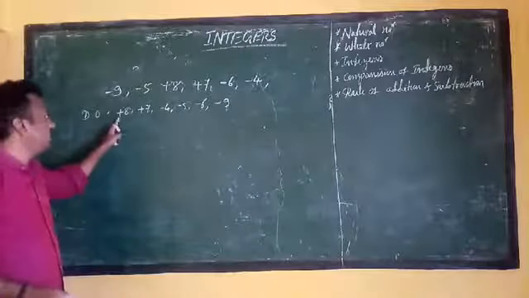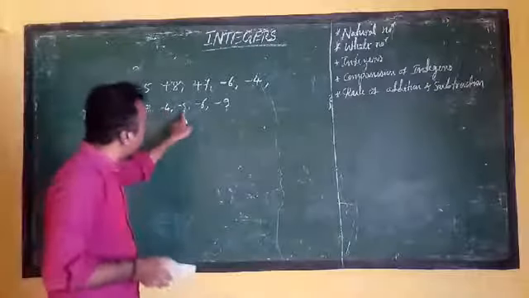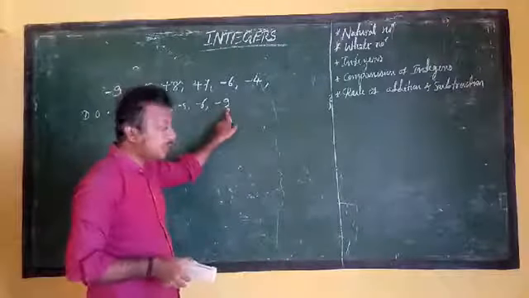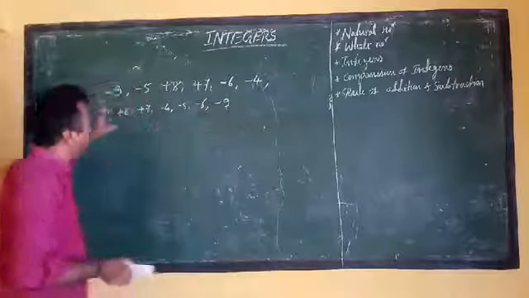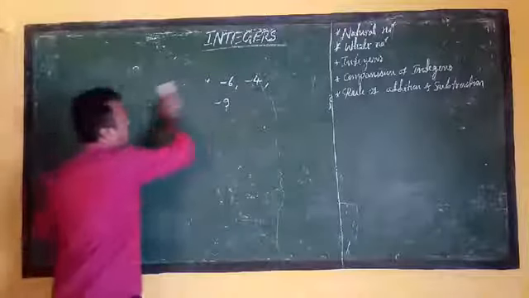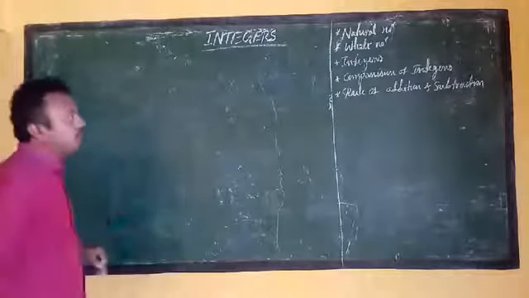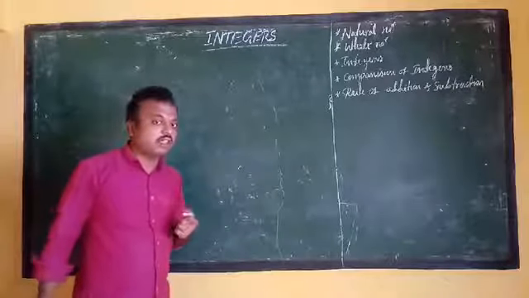Understand? So plus 8 is the greater. Next, plus 7 is smaller. Next, minus 4 is smaller. Minus 5 is smaller. Minus 6 is smaller. Minus 9 is smaller. Understand? So like this you have to write the descending order. Got it? So next, like this you have to do the comparison of the integers.